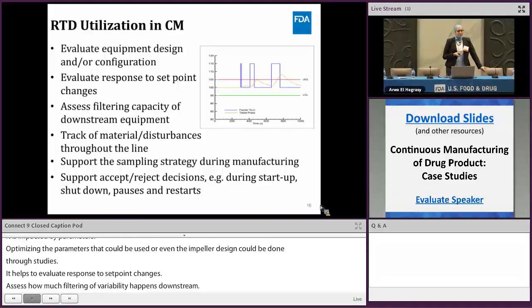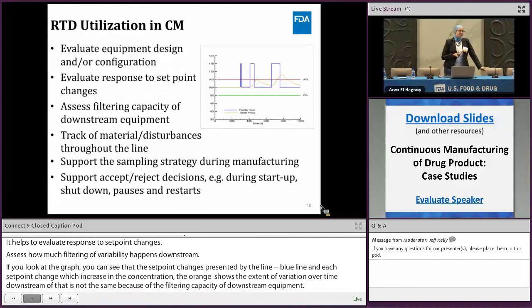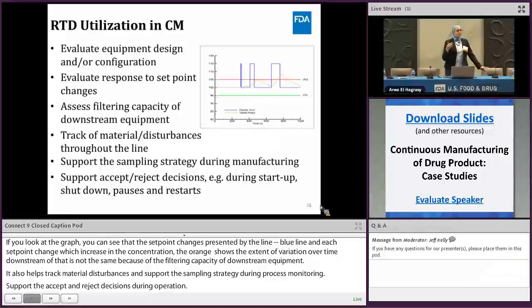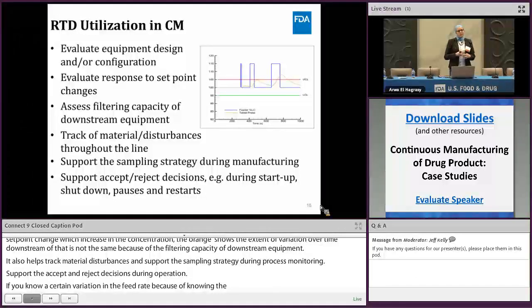So it also helps track material disturbances and support the sampling strategy during process monitoring, and support the accept and reject decisions during operation. Because, for example, if you know that a certain variation in the feed rate, because of knowing the residence time distribution, results in an unacceptable level of one of the ingredients in the formulation, you know how long it will take to reach a certain point and how much time you need to divert this material before you resume the collection of product. So it's a very important concept in development and in control strategy as well.